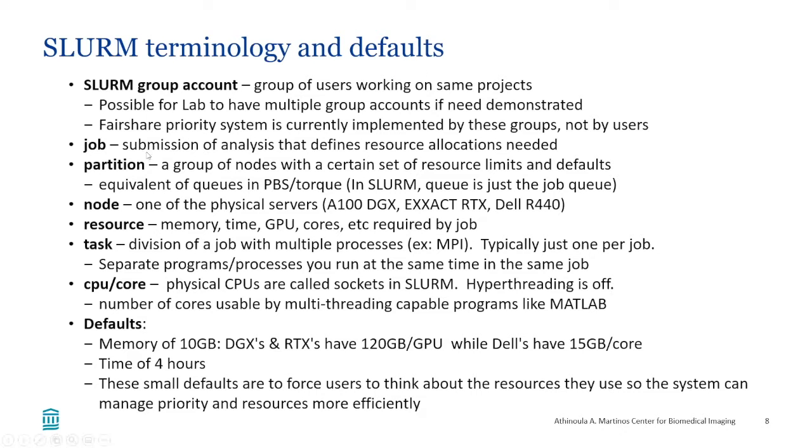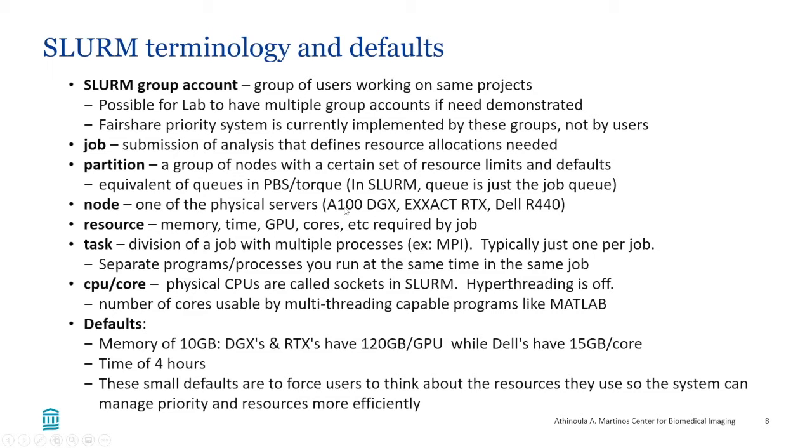So what other terminology? Job, everybody's familiar with that. Same as in Torque, it's the submission of an analysis that defines the resource allocations needed. Here's where it gets different. Partition. A partition is what is called a queue in PBS Torque, but they're called partitions here. So when you hear the word queue in Slurm, that's referring only to the job submission queue, whose job's going to run next, things like that. The partition is that.